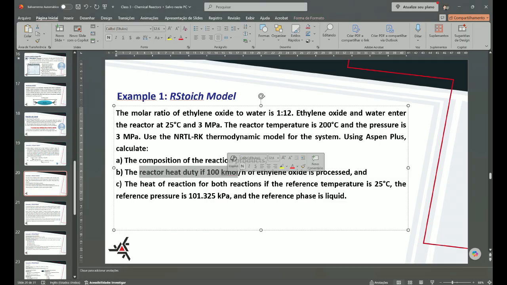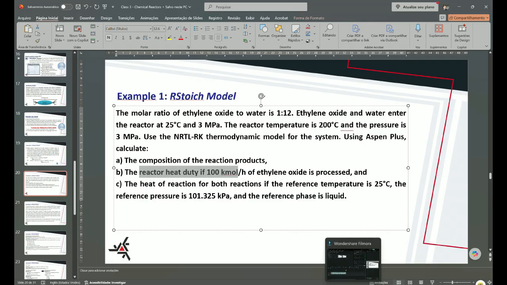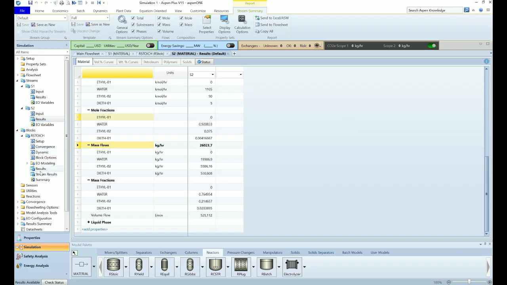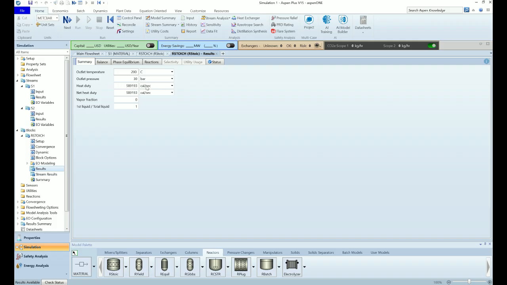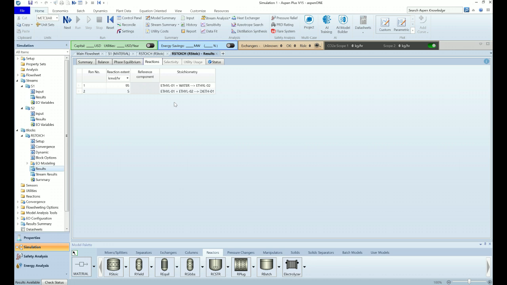The reactor heat duty. This information we can find in the block of the reactor. The results here have the heat duty. You can change here to check a different unit if you want. But this is the heat duty amount for operating the reactor in an isothermal condition, because we defined 200 Celsius degrees as the temperature of our reactor, so this is the heat that must be provided for this reaction, for keeping the temperature constant in the reactor.